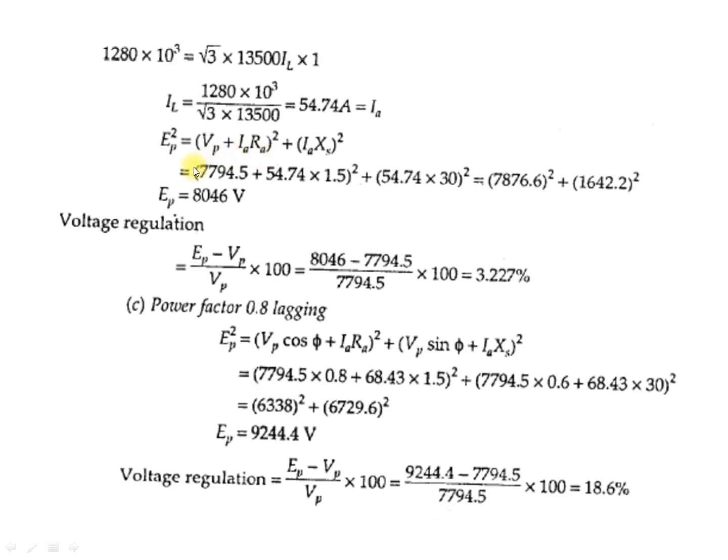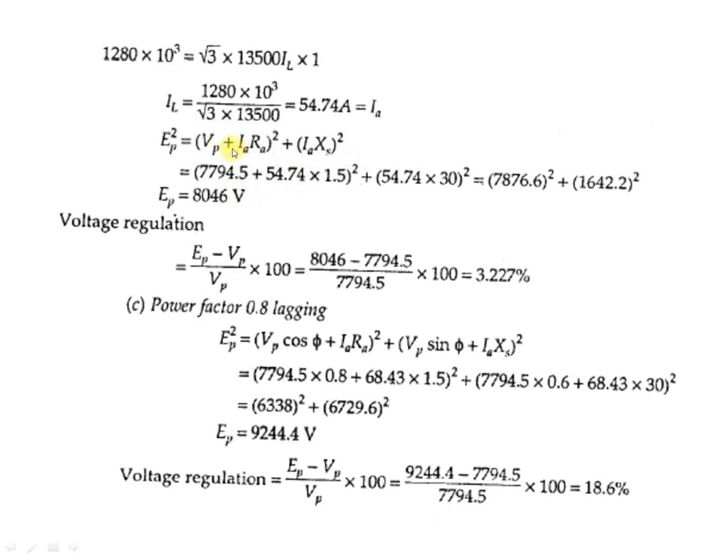From the phasor diagram for the unity power factor, we come to know that Ep is equal to the root of (Vp plus Ia Ra) the whole square plus (Ia Xs) the whole square. So we can write it as Ep square, which is equivalent to (Vp plus Ia Ra) the whole square and so on.